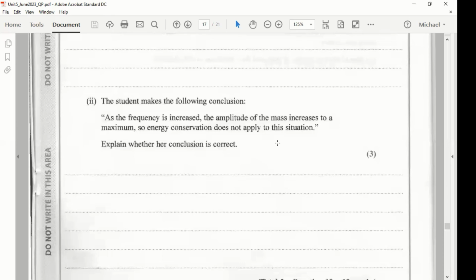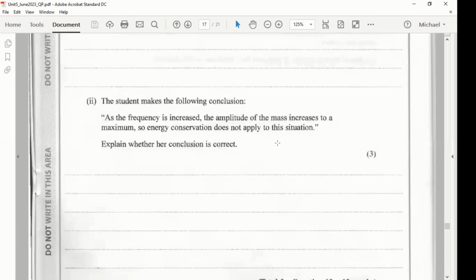And then it says the amplitude of the mass increases to a maximum, so energy conservation does not apply. Because she's only talking up to that maximum point, I think you can just say her statement is incorrect. A maximum amount of the energy of the hand moving is being transferred to the mass oscillating. Some of that energy is being dissipated to the environment through thermal energy dissipation. So energy conservation always applies.